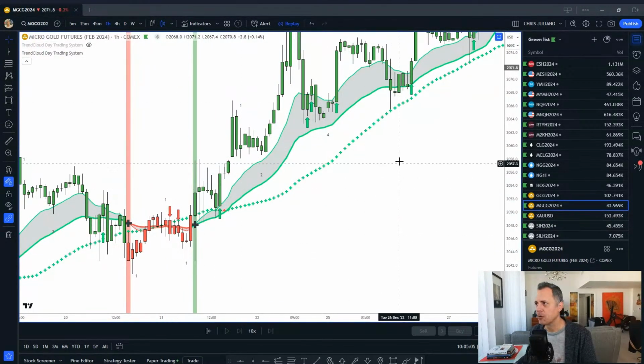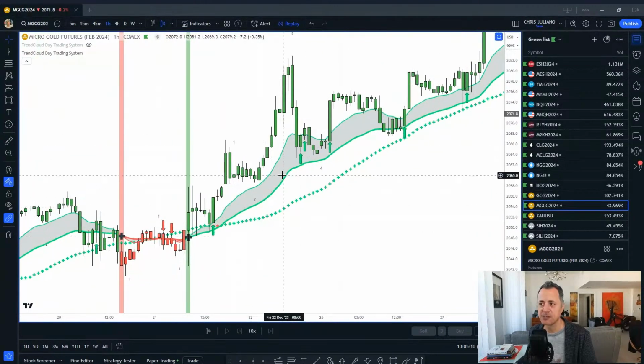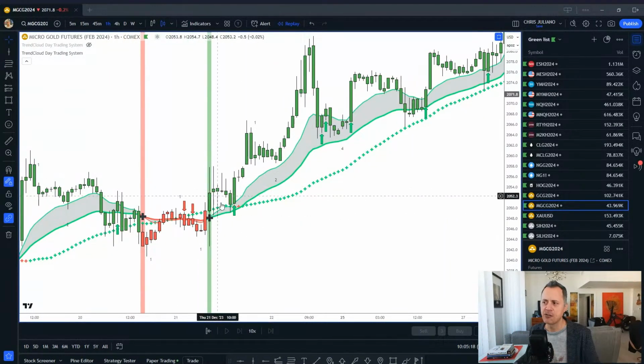Now here on the micro gold, you'll see it works very well. It works nicely as well. But those swings, we're not doing options here. These are full contracts, so it's much more risky. And I want you to make money this year. I want you to make money this year.